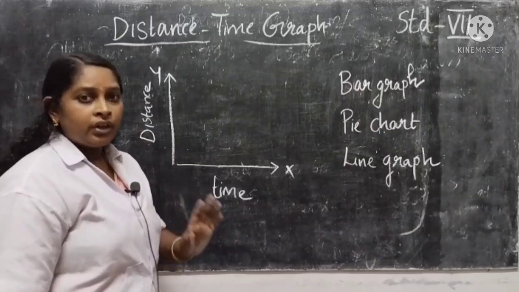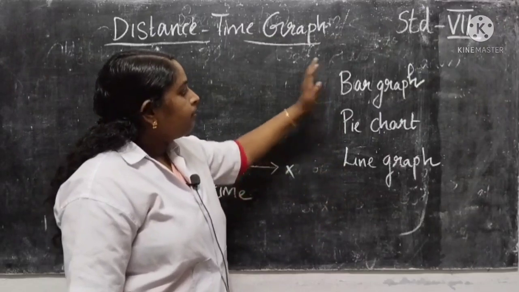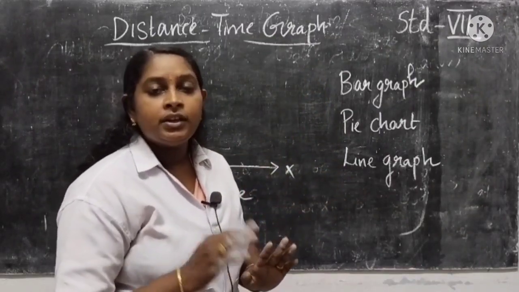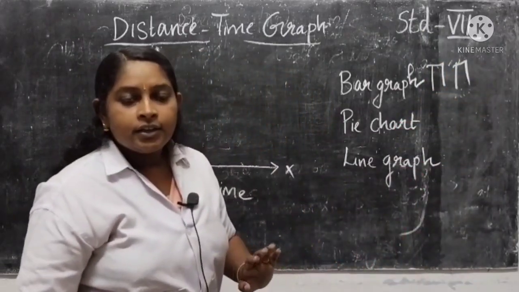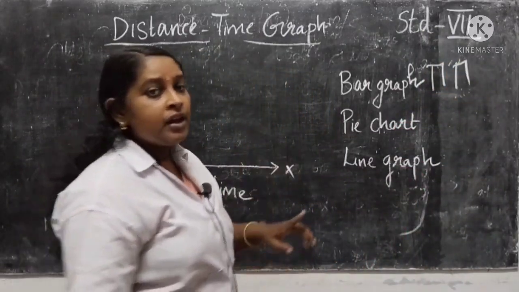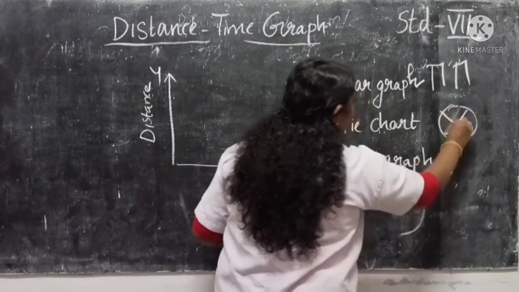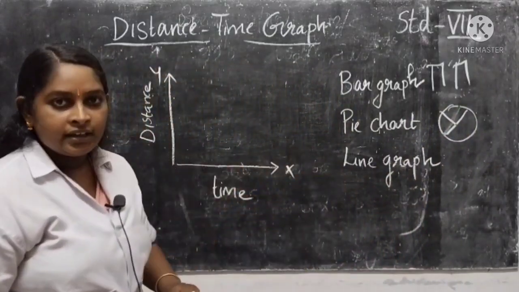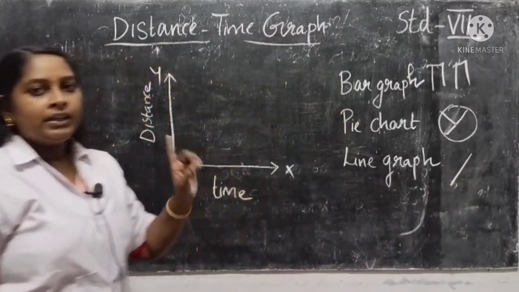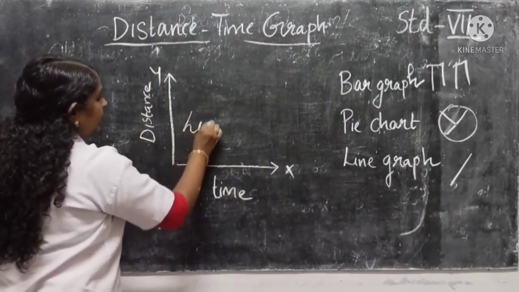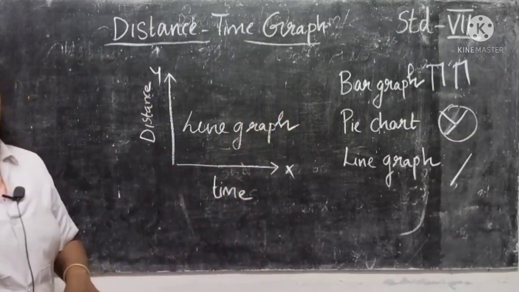There are three types of graph: bar graph, pie chart, and line graph. In bar graph, information is represented in the form of bars, in pie chart the information is represented in the form of slices of a circle, and in line graph the information is represented through a line. So the distance time graph is a line graph. Distance time graph should be represented through a line graph.